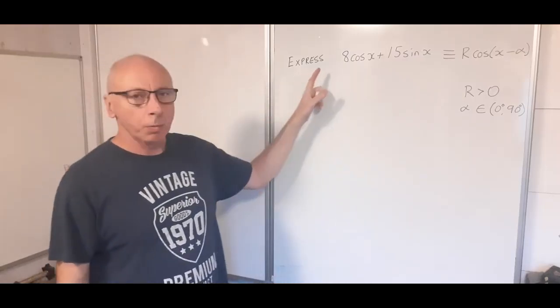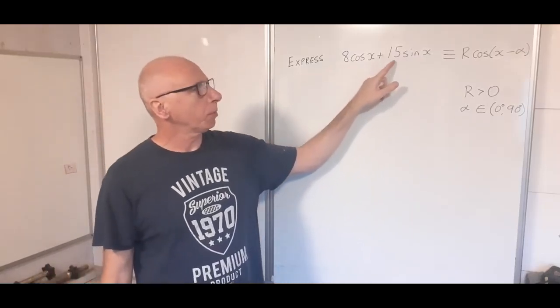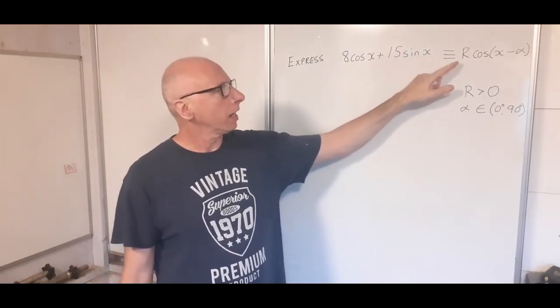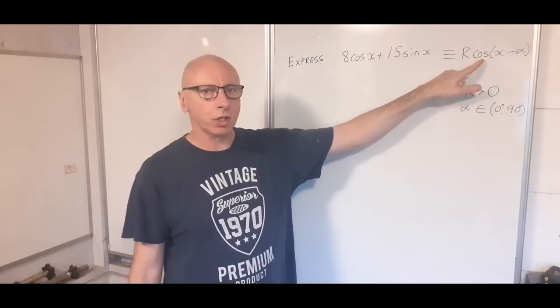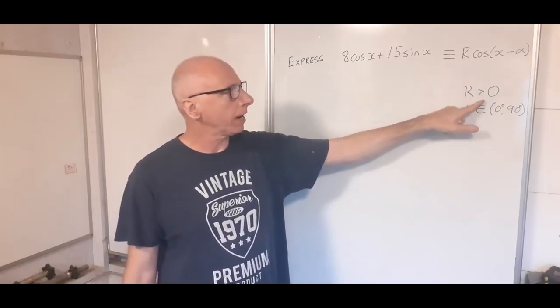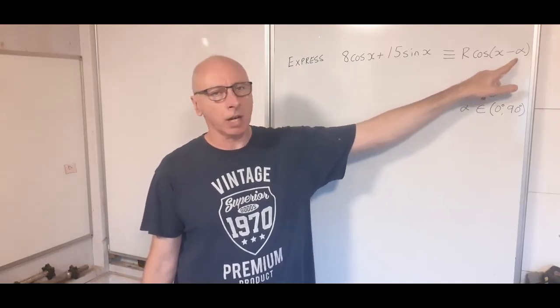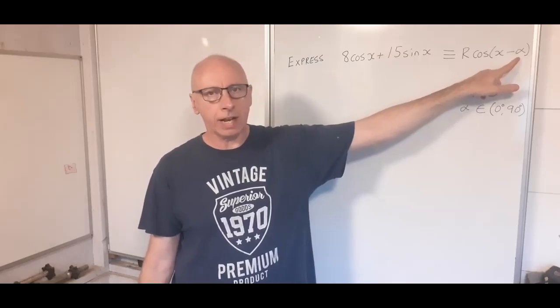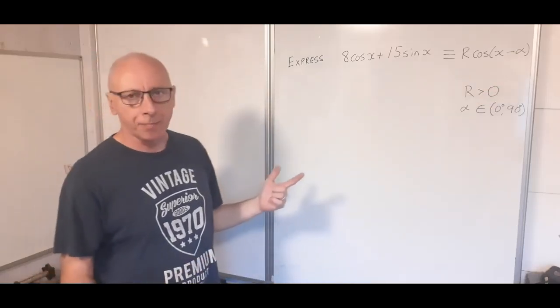So here what we want to do, we're trying to express this 8 cosine x plus 15 sine x in equivalent form with just the cosine. So we got r, which is a constant to be found, r cosine x minus alpha. So we need to find this alpha. So how can we do that?